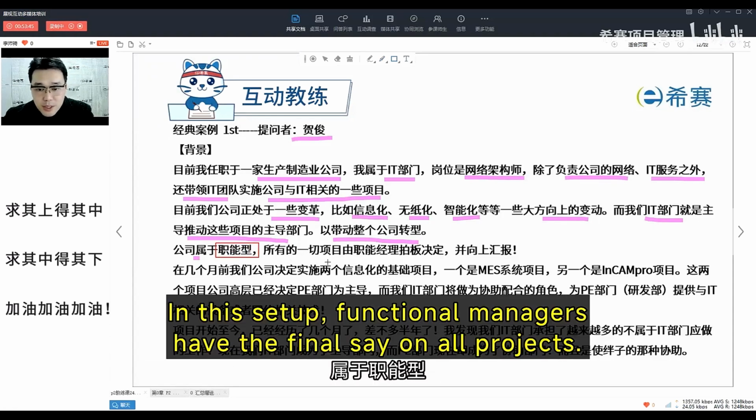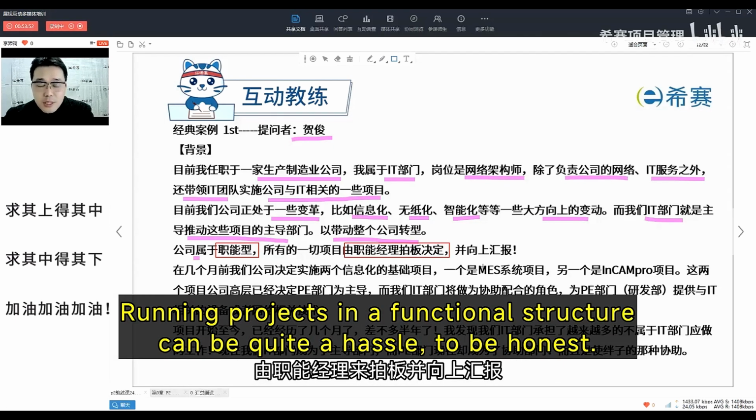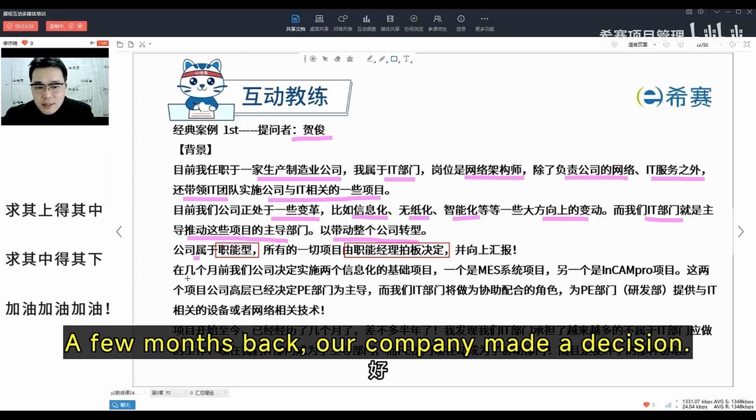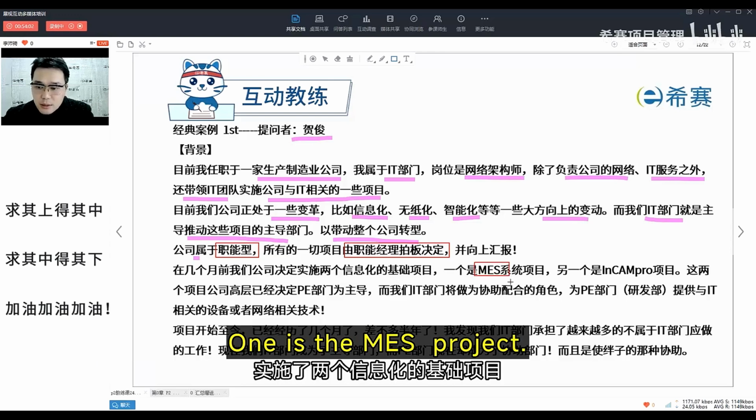In this setup, functional managers have the final say on all projects. Functional managers make the final calls and report to higher-ups. Running projects in a functional structure can be quite a hassle, to be honest. Okay, so a few months back, our company made a decision. They decided to roll out 2 core IT projects. One is the MES project.